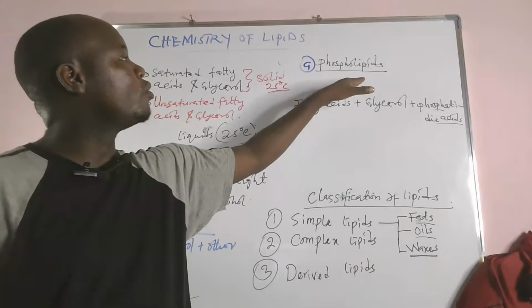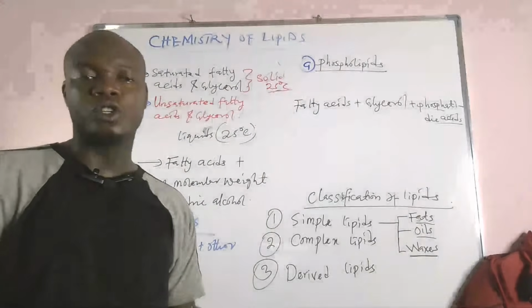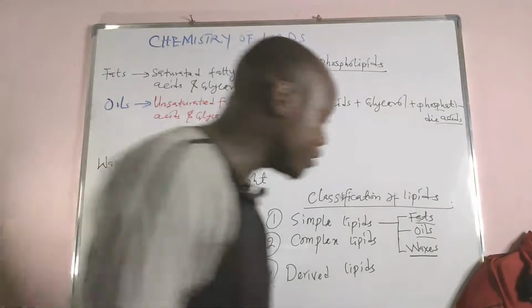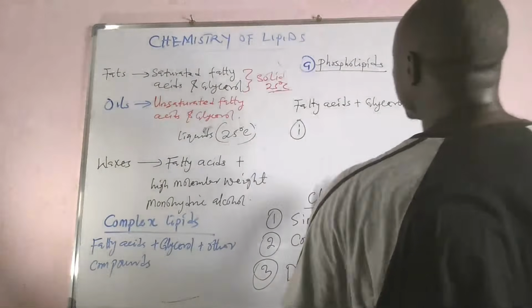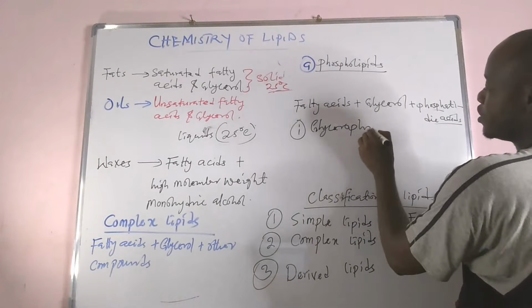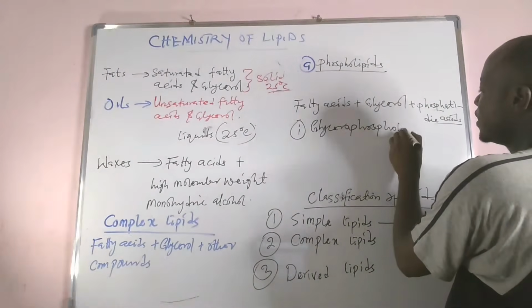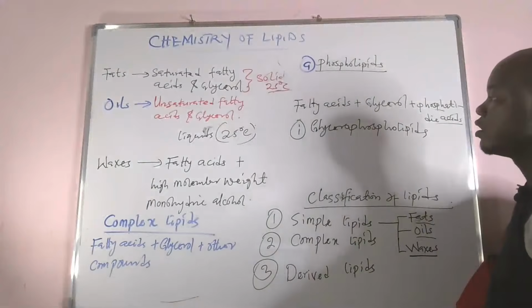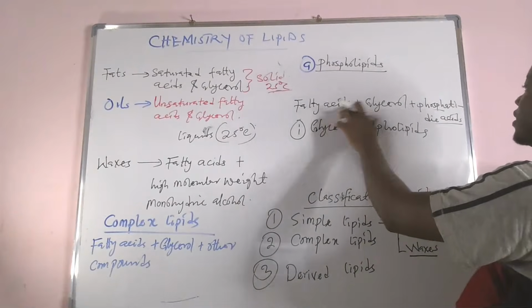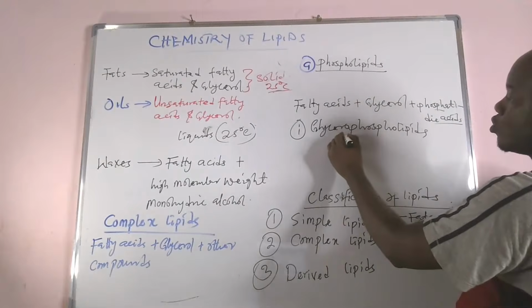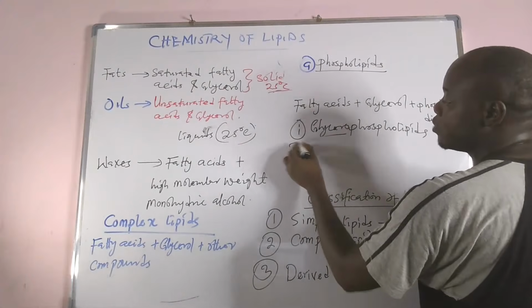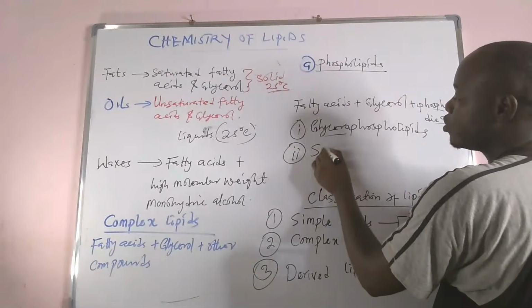And we also have different types of phospholipids. So who can tell me? We have glycerophospholipids. What do you mean with glycerophospholipids? It means that apart from fatty acids plus glycerol and phosphatidic acid, it also contains another glycerol.